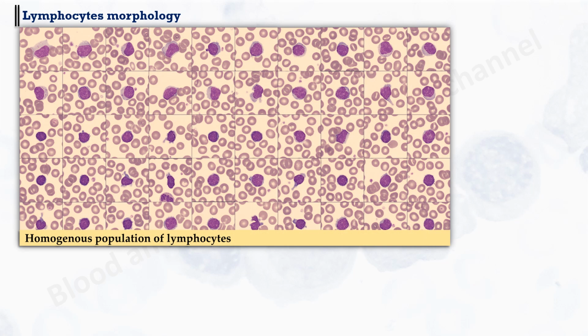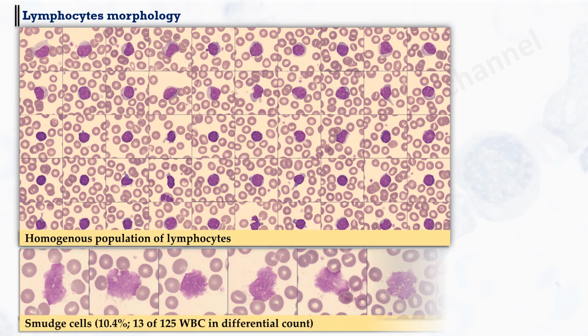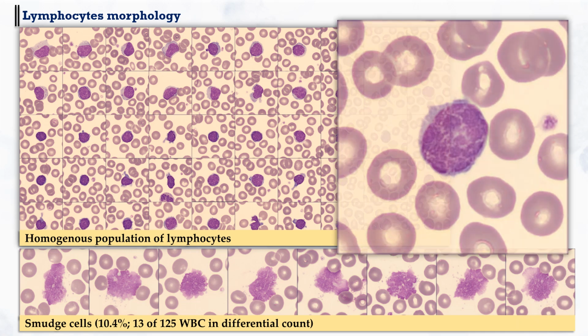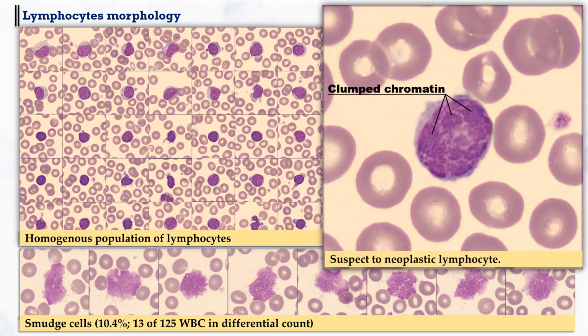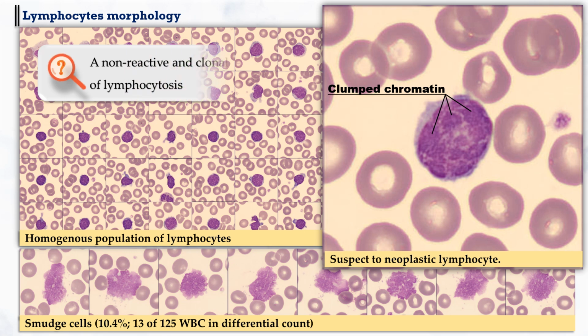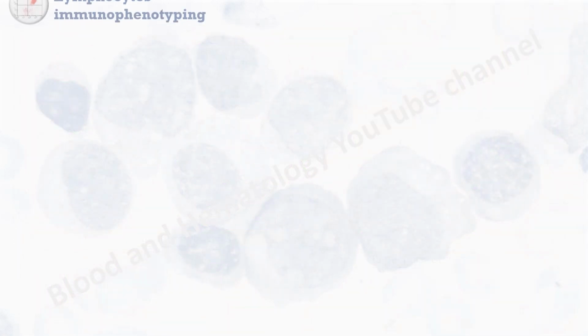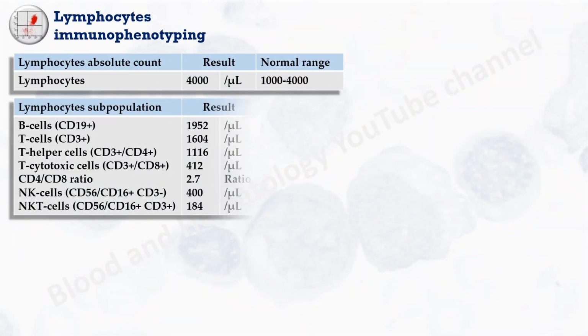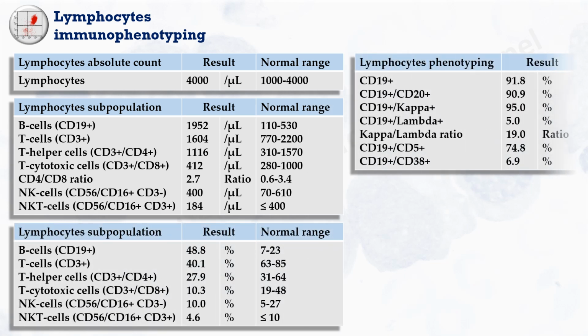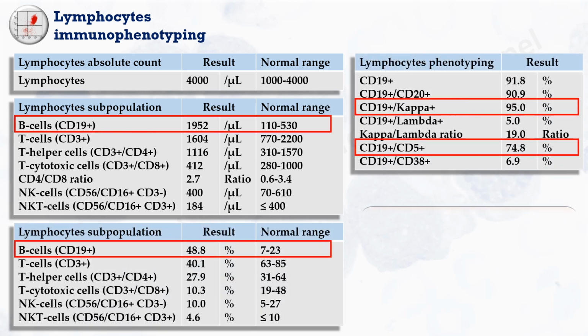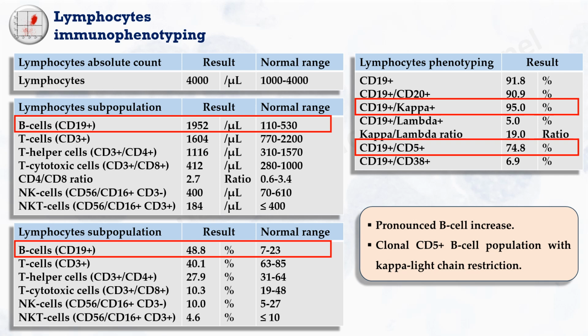Based on the presence of a homogeneous population of lymphocytes, 10% smudge cells, and lymphocytes with clumped chromatin and suspect to neoplastic, a non-reactive and clonal etiology was suggested. The lymphocyte subpopulations and clonality were evaluated through flow cytometry. A pronounced B-cell increase and clonal CD5 positive B-cell population with kappa light chain restriction were observed.